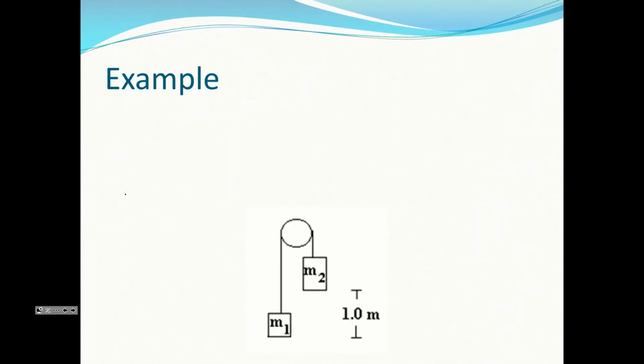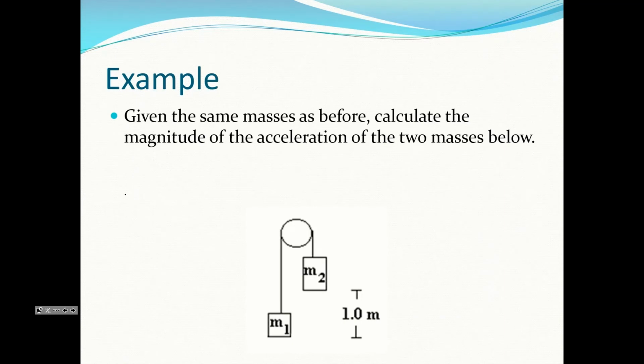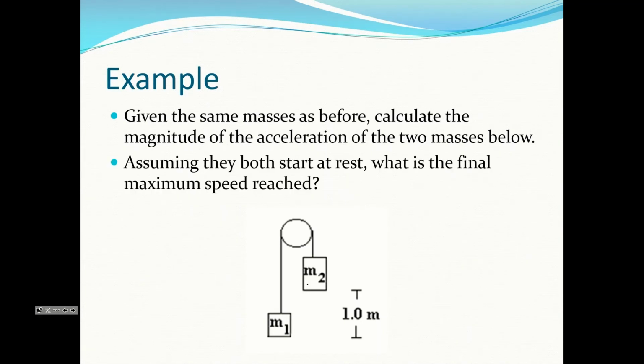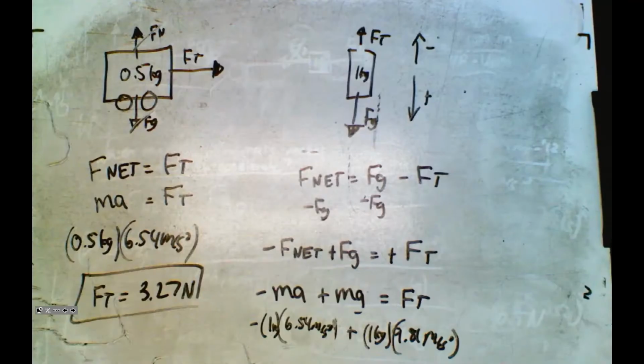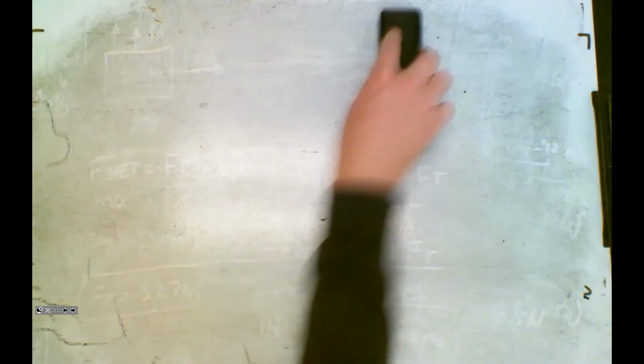So there's one more type of Atwood-Pulley type question that we could answer. Given the same masses as before, if we set them up like this, calculate the magnitude of the acceleration of the two masses below, and assuming they both start from rest, what's their maximum speed reached? Okay, let's do that. Any of these Atwood-Pulley type questions, you start the same way.